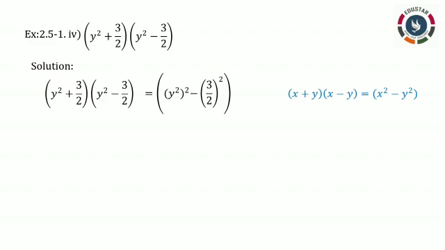Now, what is y square the whole square? Y power 4 and 3 by 2 the whole square is 9 by 4. That is, 3 squared is 9 and 2 squared is 4. So, our answer is y power 4 minus 9 by 4. Now, let's move to the next sum.